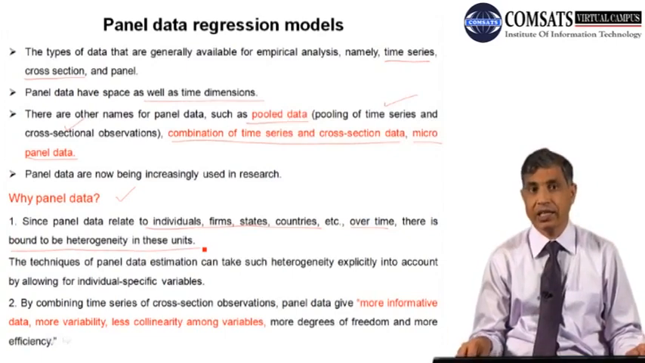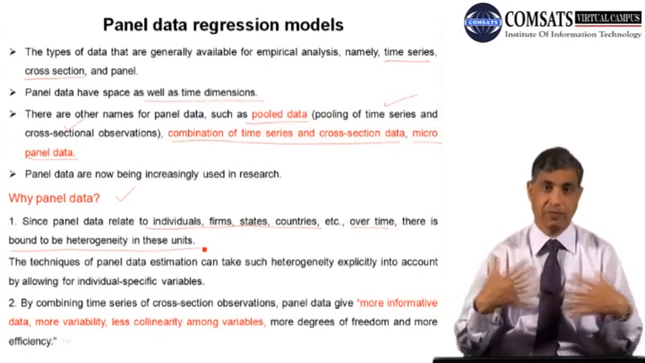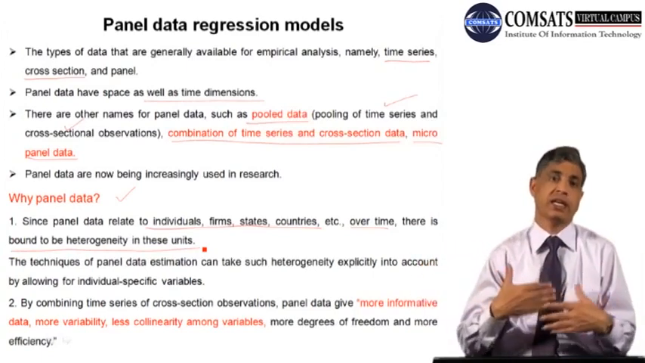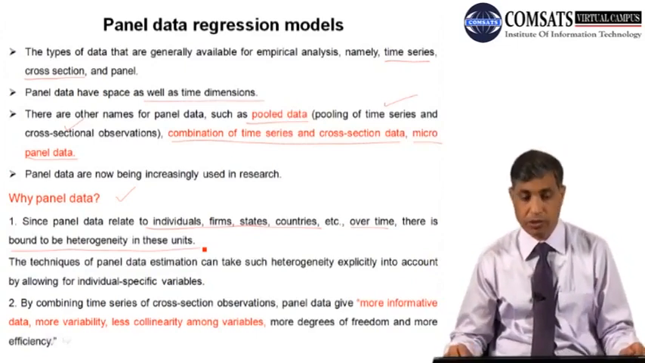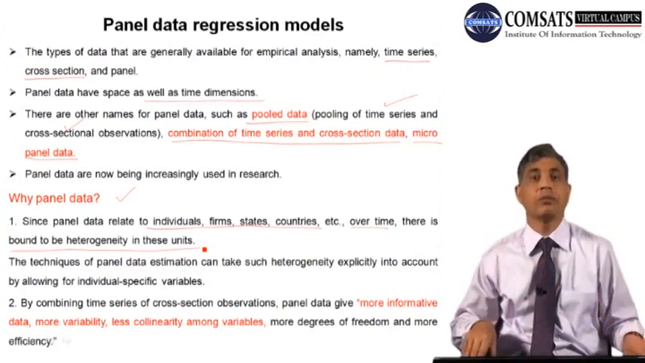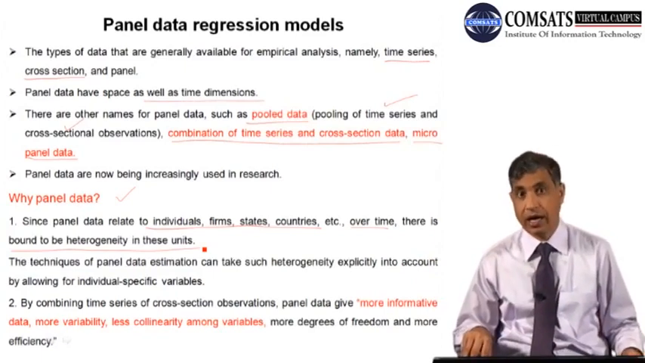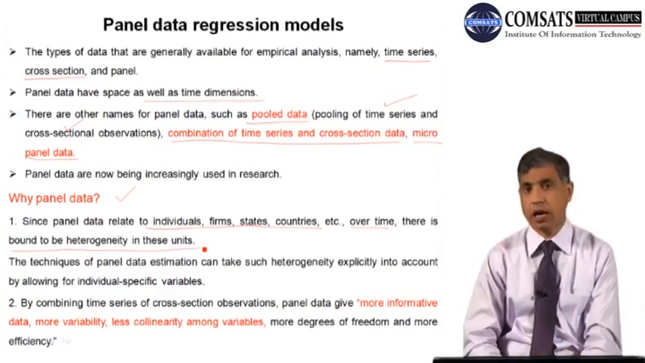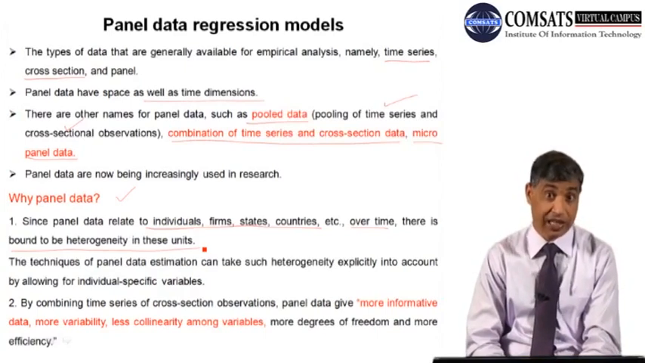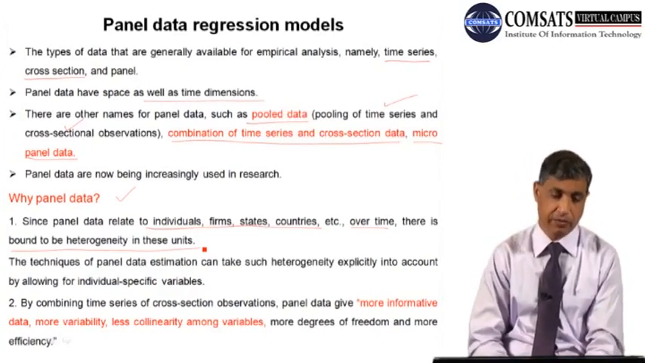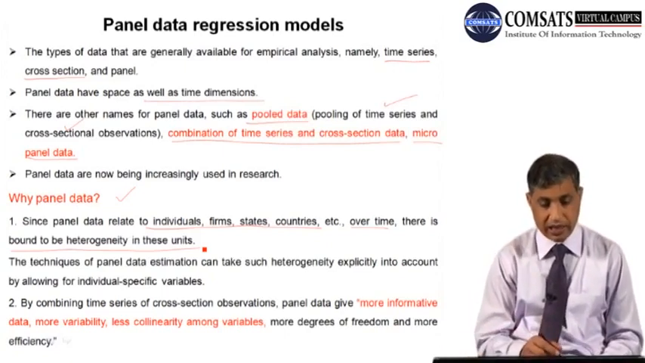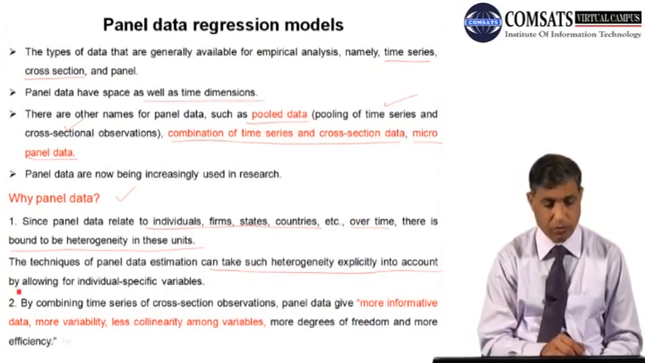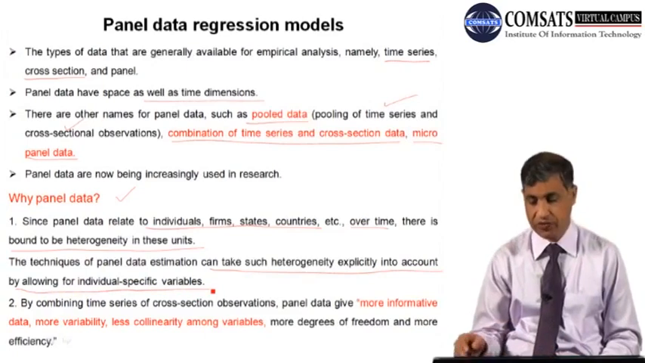So the first thing is that, as you will be using this, you will be pooling, bringing into the net different types of populations, and there may be heterogeneity, so the comparison becomes possible and easier. For example, if all the people, all the population are similar, then the comparison becomes a bit difficult. But as the units are heterogeneous, then comparability becomes a good thing. The technique of panel estimation can take such heterogeneity explicitly into account by allowing for individual-specific variables.